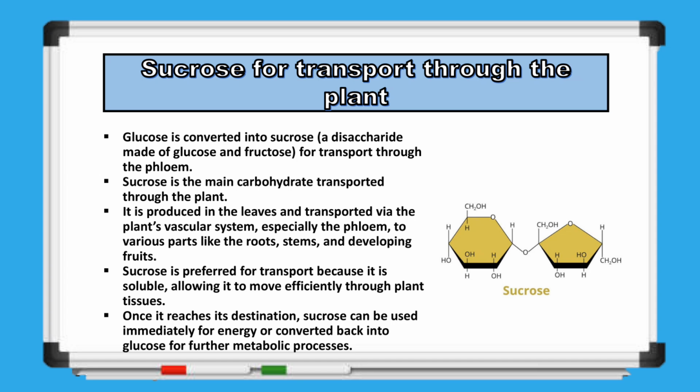One of the reasons sucrose is ideal for this function is that it's soluble, so it can move easily through plant tissues in solution. Once it reaches its destination, it can either be used immediately for energy or converted back into glucose for further metabolic activities. So, sucrose acts as the plant's delivery system, efficiently carrying energy from where it's made to where it's needed.